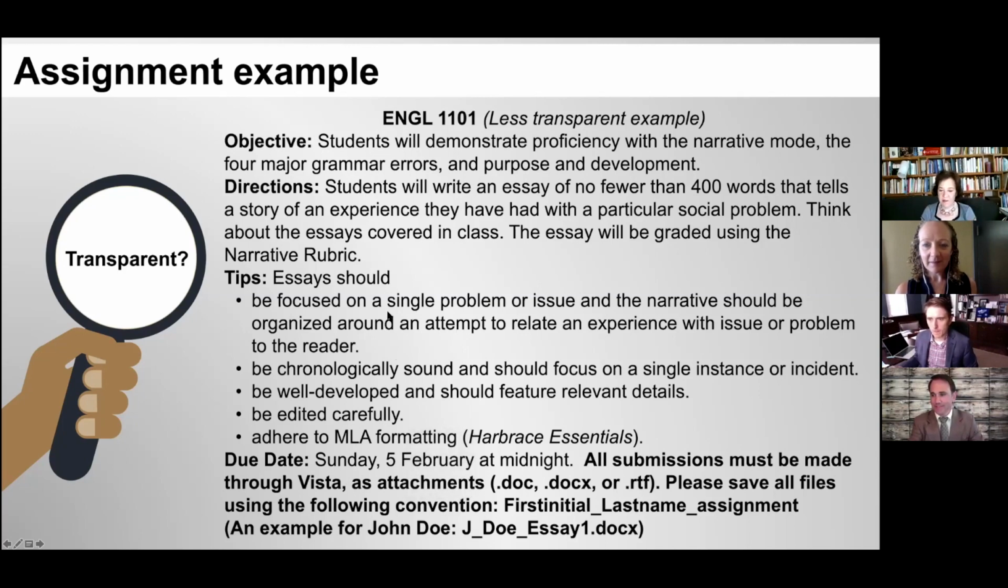Okay. So my remark would be that the objective is really, really unclear. What are the 4 major grammar errors? It should be in the assignment itself. Hopefully there's more of an objective than just that, but that alone isn't clear. That's helpful. Thank you, Nicole. Anybody else? I was concerned about what is the narrative mode. And I didn't quite get how the purpose and development features into it, looking at it from the perspective of a student.